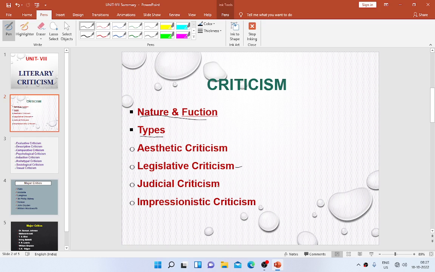The next one is judicial criticism. Judicial criticism judges a work of art based on a set of rules and conventions. Those rules and conventions were written by ancient Greek and Latin writers such as Aristotle, Horace, and Quintilian. All through the classical era, judicial criticism held influence, and Dr. Johnson may be regarded as the most powerful proponent of this type of criticism. Dr. Johnson's point of view implies an excessive denial of the individual's right to his own impressions and feelings.